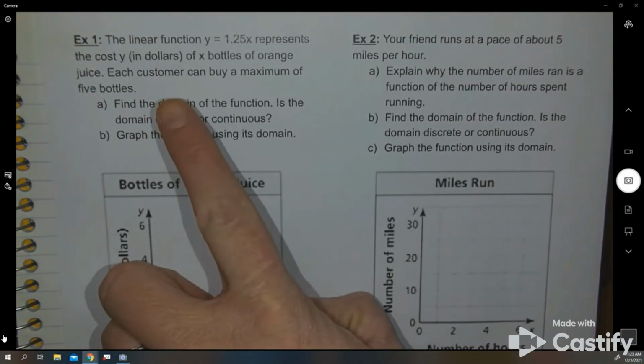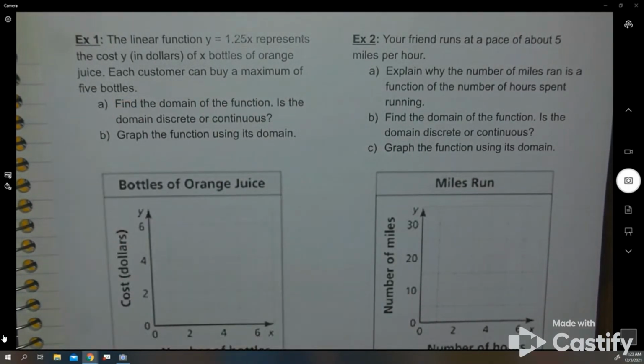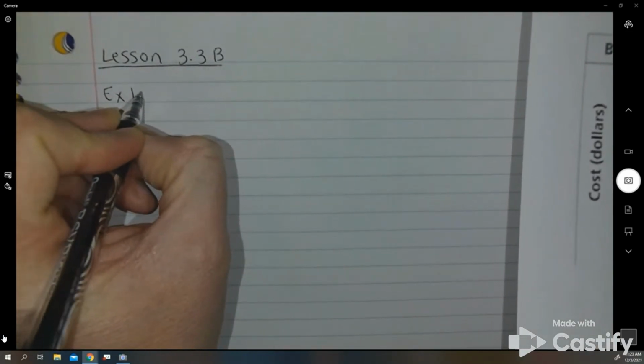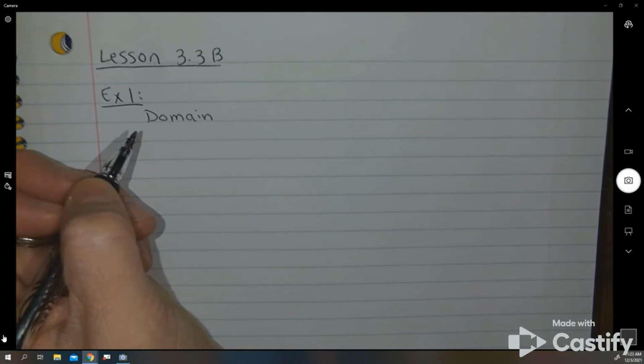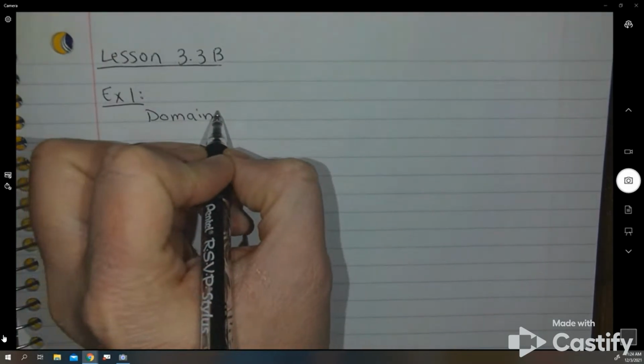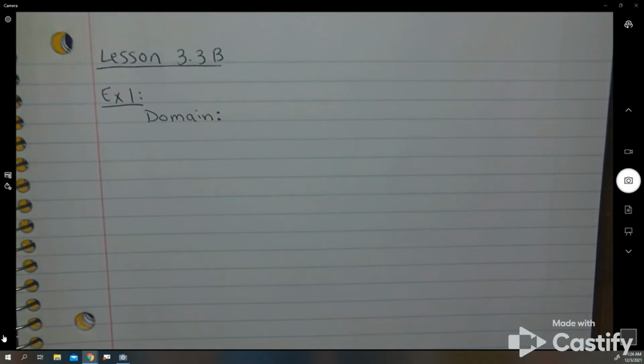It says I can buy a maximum of 5 bottles. That means I can't buy any more than 5. So for example 1, my domain has a maximum of 5 bottles. But here's my question: can we buy part of a bottle of orange juice? No, we cannot. Even if you tried to drink part of it in the store, they're still going to scan the code and charge you for the whole bottle.